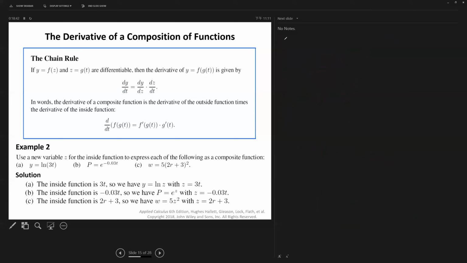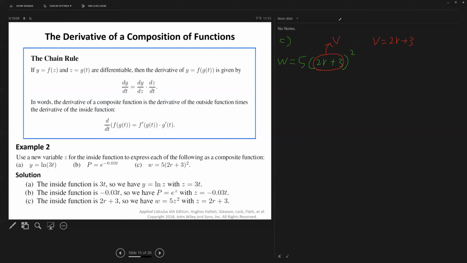Part C, we have w is equal to 5 times (2r plus 3) squared. All right, so same thing. We are going to identify the inner function. In this case, it's going to be 2r plus 3. Let's call that v. So v is equal to 2r plus 3, right? And that's going to be acting as our inner function.